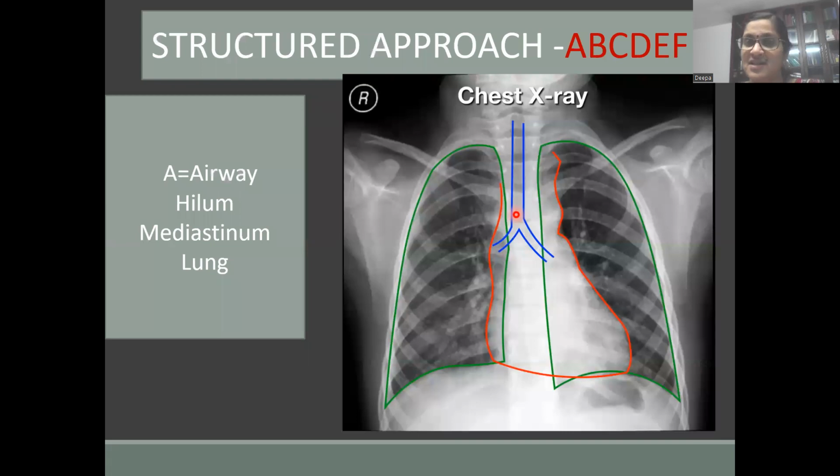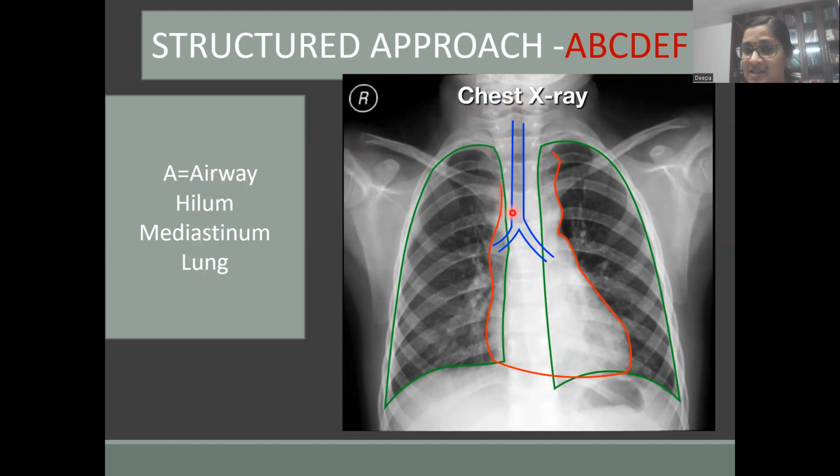Now after you have assessed the quality of the film, let us move on to the structured stepwise approach of interpreting the X-rays. They have put the mnemonic of A, B, C, D, E and F. So if you move about in this step, you will not miss many things in the X-ray interpretation. Starting with the A part, A stands for airway, hilum, mediastinum and lungs.